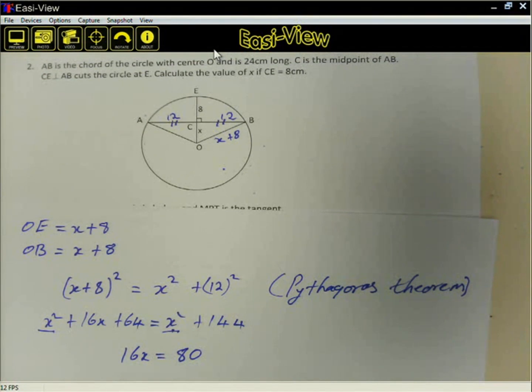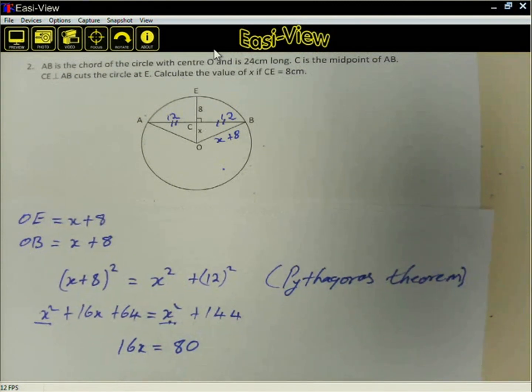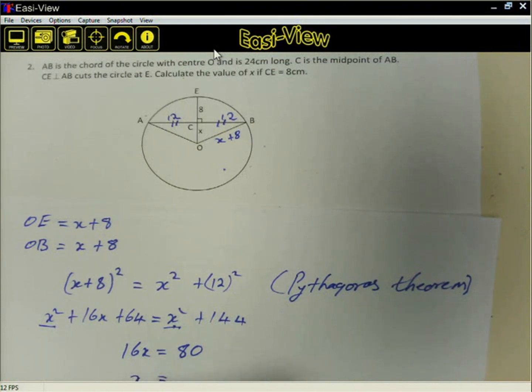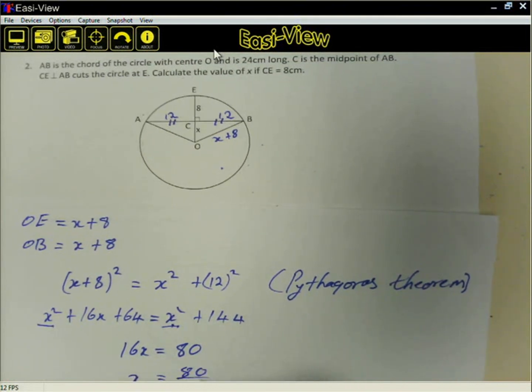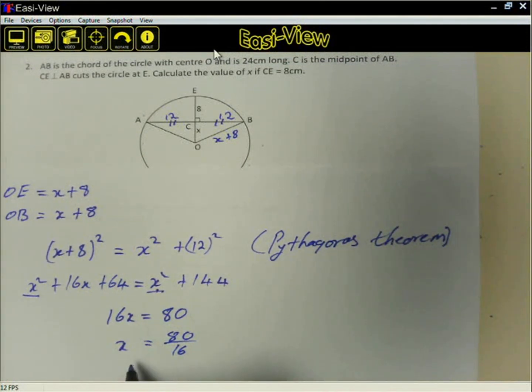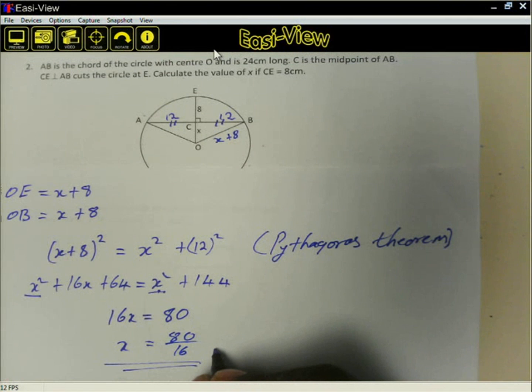So all we have to do is to solve for x. You just divide both sides by 16, therefore x will then be equal to 80 divided by 16. You can just use the calculator to determine the answer there. Ultimately, this will be the value of x in terms of centimeters.